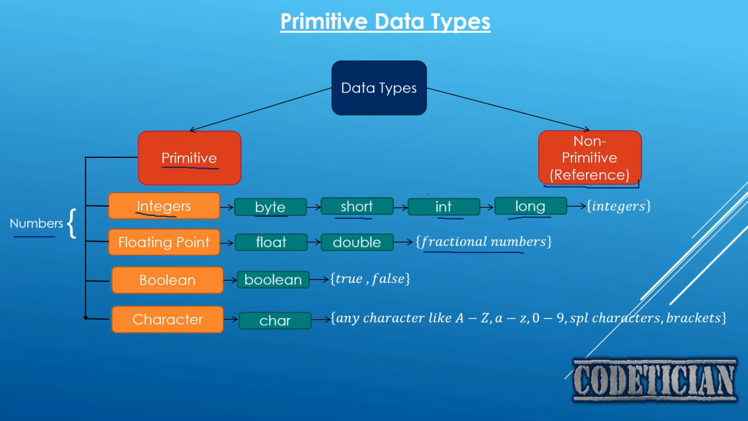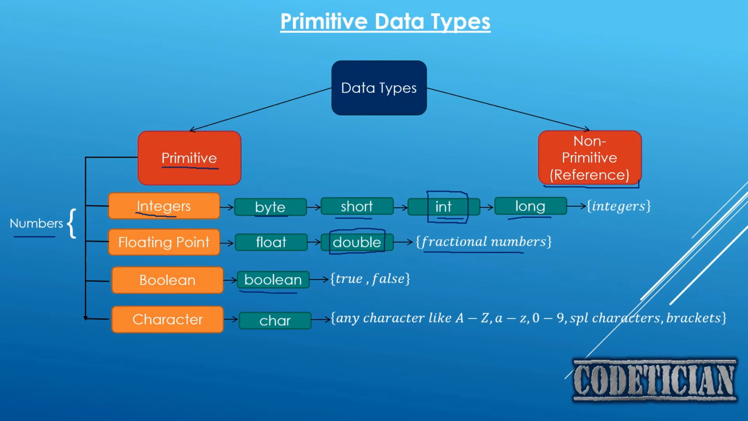Please note, int is the most used data type for integers, and for fractional numbers, double is the most used data type. Why do we have four integer data types? These are classified by storage capacity. Byte can be used for smaller numbers and long can be used for very large numbers. We are going to discuss this in detail in the next slide. Similarly, for fractional numbers, we have float and double, and float is used for relatively smaller fractional numbers and double for bigger fractional numbers.